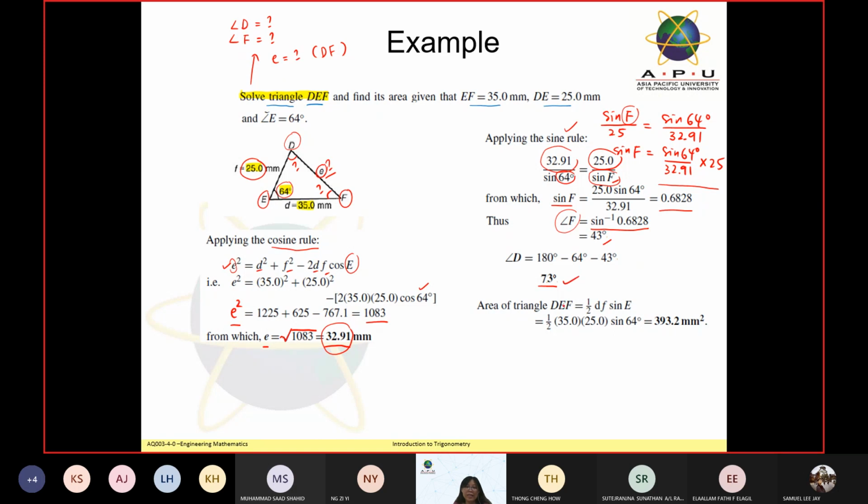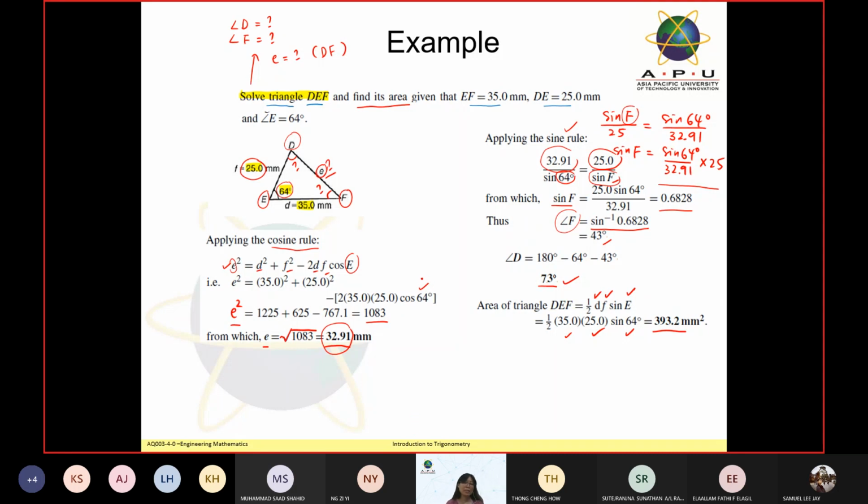So we get all the angles and all the sides. The next one is to find the area. To find the area, you can use any of the sides and any of the angles, because you have all the sides and all the angles. For example, we can use half times DF sine E. So just substitute the side of D, the side of F, and the angle of E. Then we get the area.